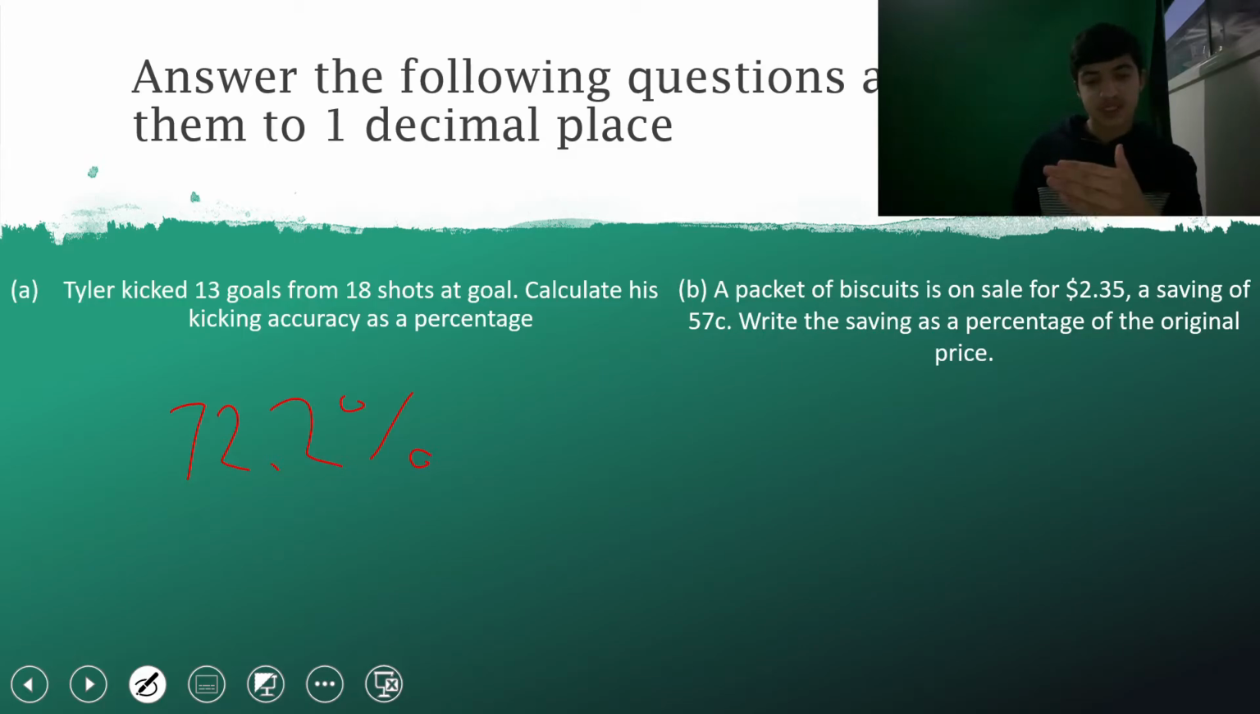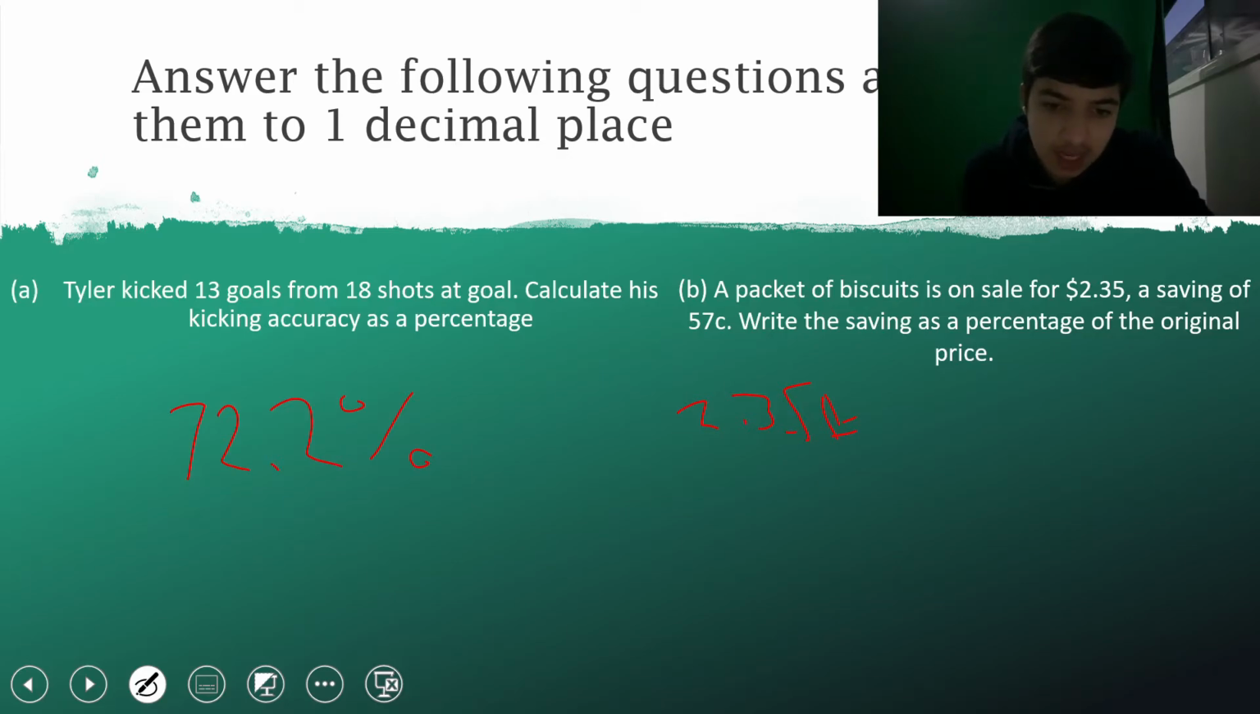Now for B, there's another difference, for money purposes. A packet of biscuits is on sale for $2.35. A saving of 57 cents. Write the saving as a percentage of the original price. So okay, the price has been saved 57 cents. So it's basically a 57 cents discount. So what we do is we have to find the original price, the percentage of the original price. So we have to add back the 57 cents. So you add back 57 cents. It would be $2.92.